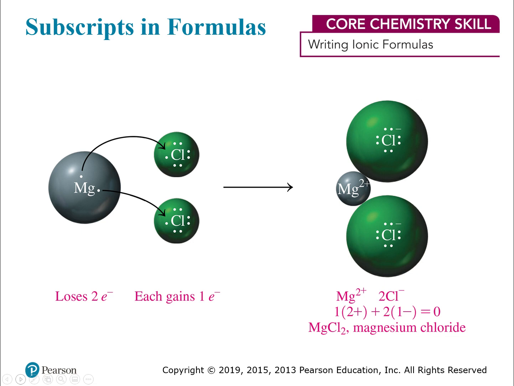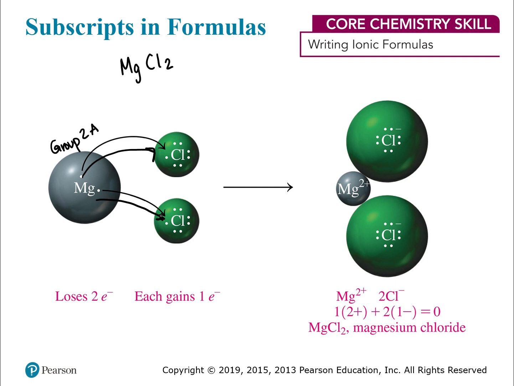Here's another example. So this time we're looking at MgCl2. So magnesium is a group 2A metal, which means it's going to lose 2 electrons because it's got 2 valence electrons. If we're forming a compound with chlorine, chlorine can only accept 1 electron. So magnesium has to donate to more than 1 chlorine. So it's going to give 1 away to chlorine here and 1 here. So each chlorine atom gains 1 electron.